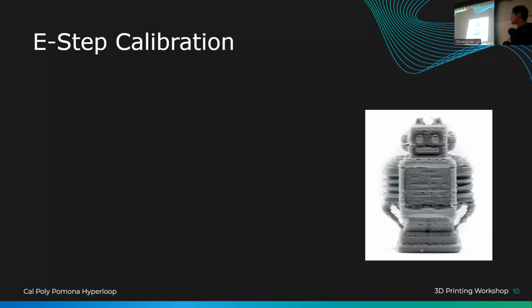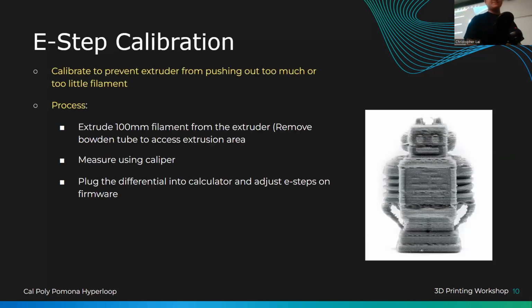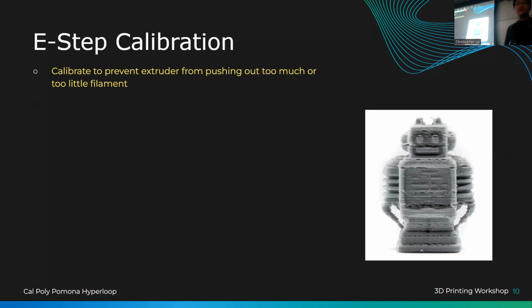All right. Real quickly, I'm going to talk about E-step calibration, although it's not very important for today. E-steps are extruder steps. There's a whole process here, but for extruder steps, sometimes the extruder stepper motor also needs to be calibrated so that you know how much filament it's pushing at any given time.